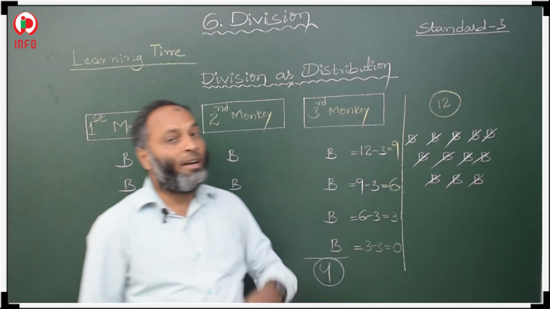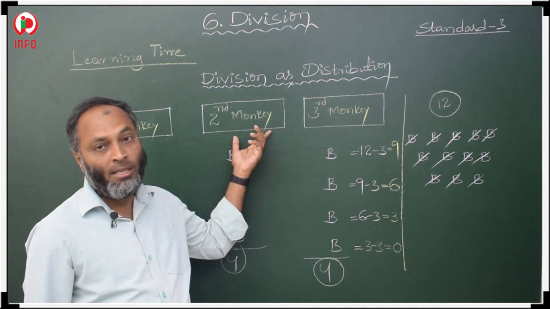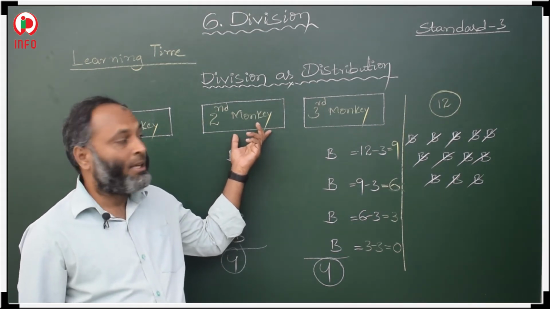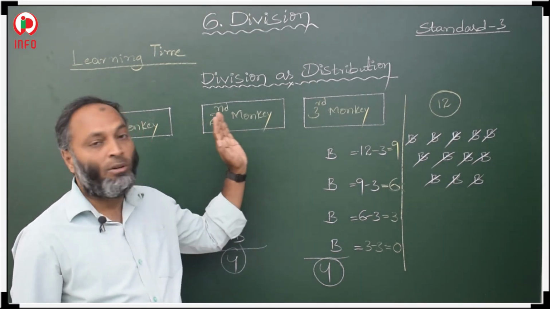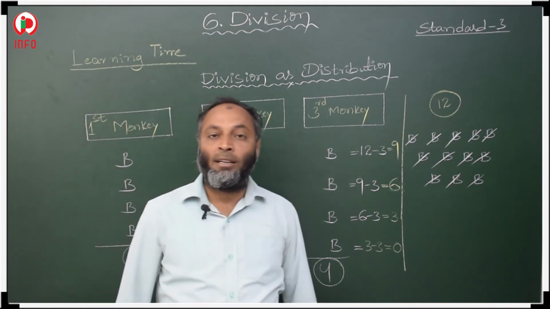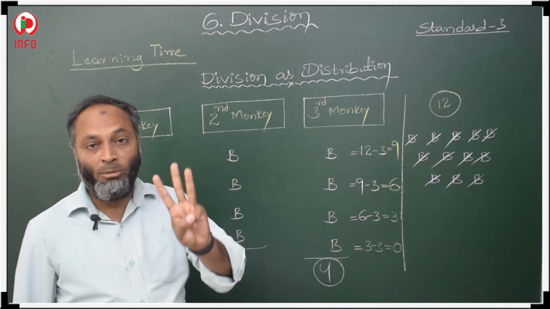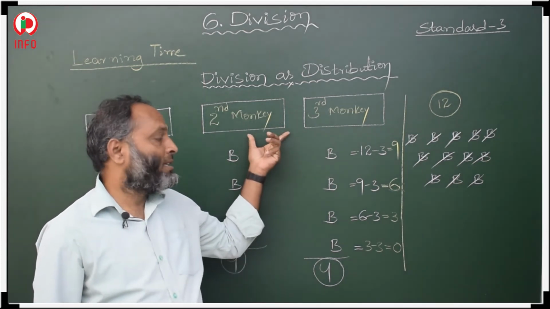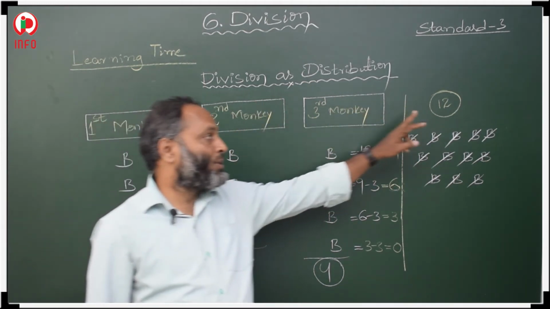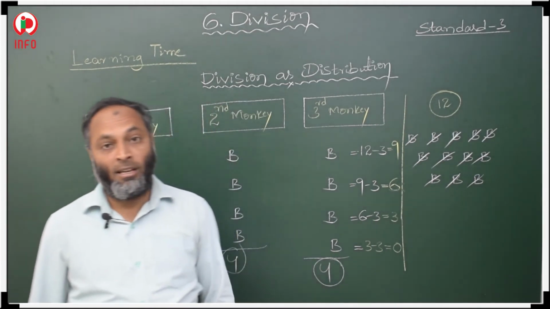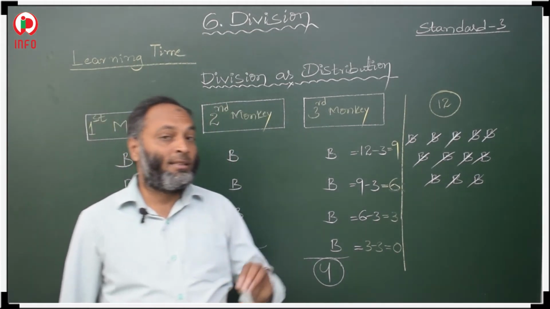So to whom did we give? These 3 monkeys. So these 3 monkeys, this is called the divisor. Here 3 is the divisor. Total 3 monkeys we have. So that is why this is the divisor. In total, how many bananas were there? 12. These 12 bananas are the dividend.